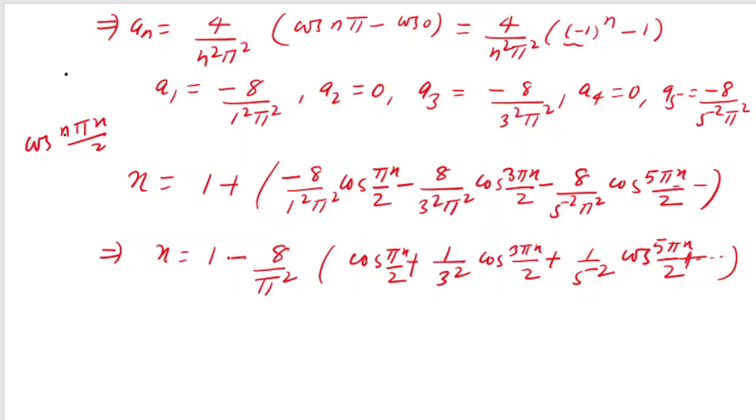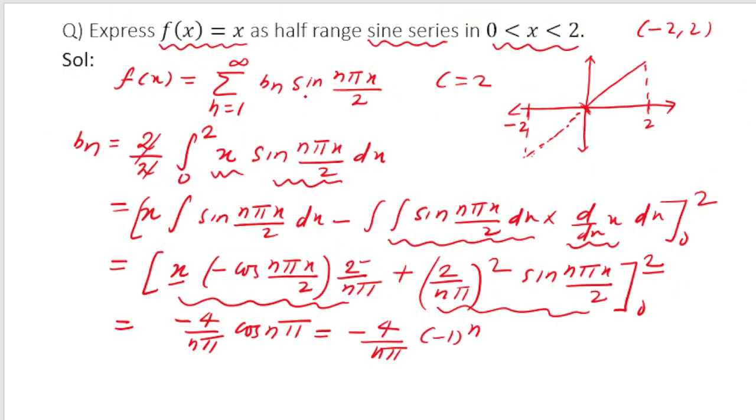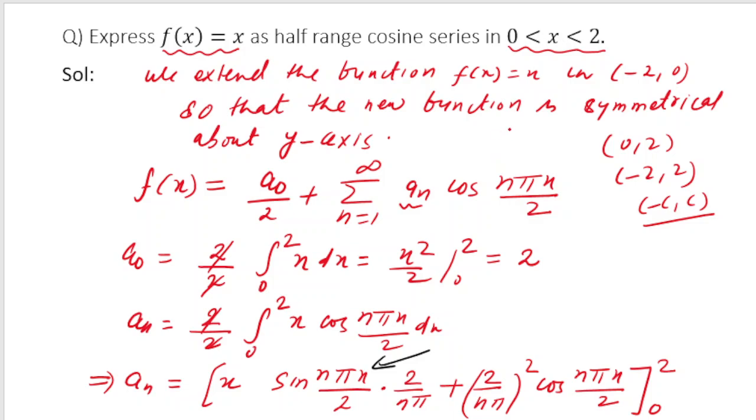So this is the cosine series expansion in case of the Fourier series. X can be written as 1 minus 8 by pi square, cos pi x by 2 plus 1 by 3 square cos 3 pi x by 2, and so on. So we have done two simple problems. In one, we extended it by taking its reflection along the origin. In the other problem, I extended the function by making it symmetrical about y-axis.